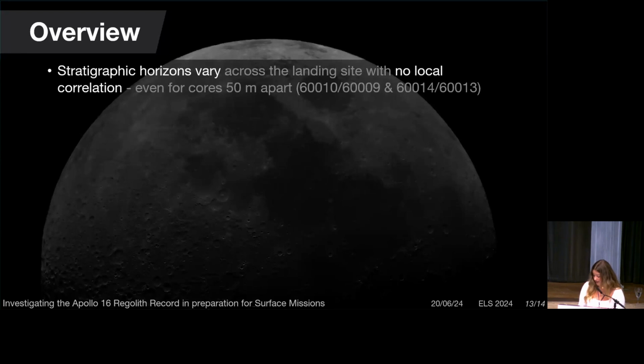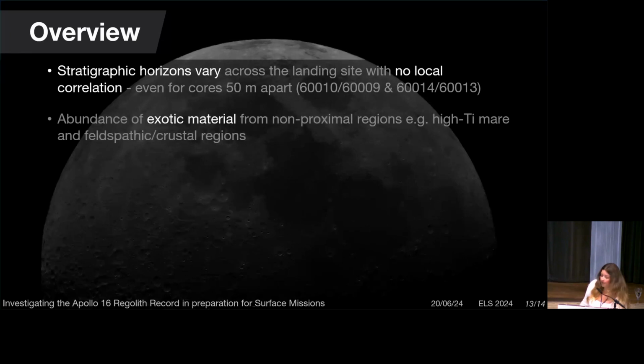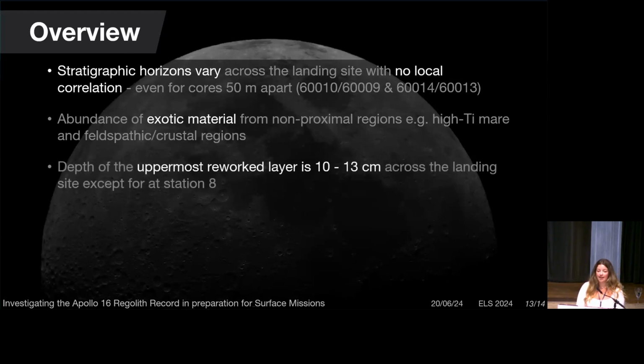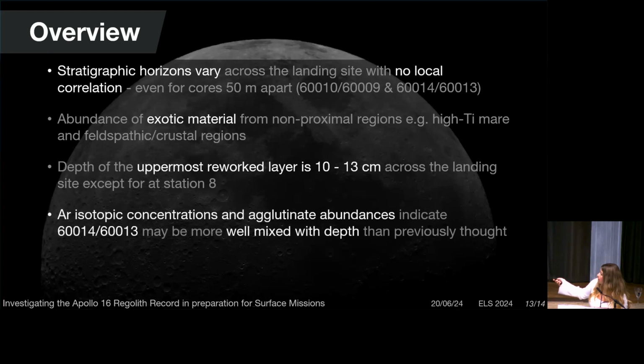So just a quick overview. Stratigraphic horizons vary across the landing site with no local correlation. There is an abundance of exotic material from non-proximal regions. The depth of the uppermost reworked layer is around 10 to 13 centimeters across the landing site. I don't know if you noticed at Station 8, it didn't contain this, but there's a theory that the surface layer was removed recently by an impact event, which is why it wasn't on that one. Argon isotopic concentrations and agglutinate abundances indicate that station 10 may be more homogeneous and well mixed than previously thought.